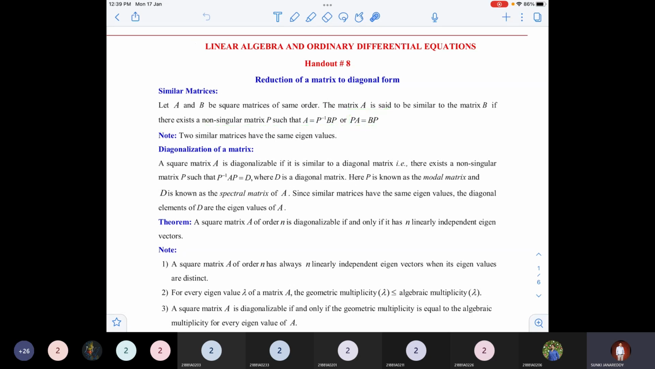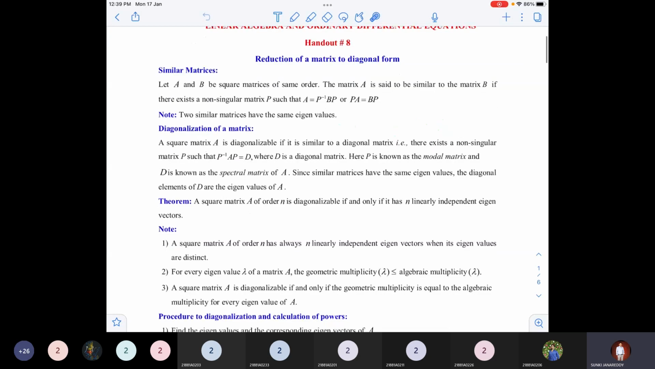I think you understood. Next, two similar matrices have the same eigenvalues. A and B being similar matrices means they have the same eigenvalues. You should remember that. Next, what is diagonalization of a matrix? That you should know.